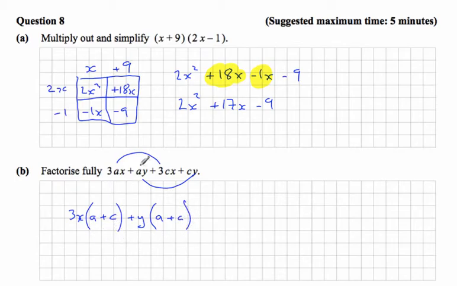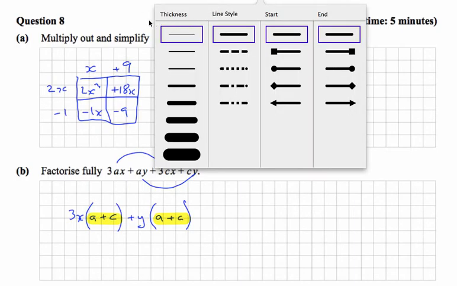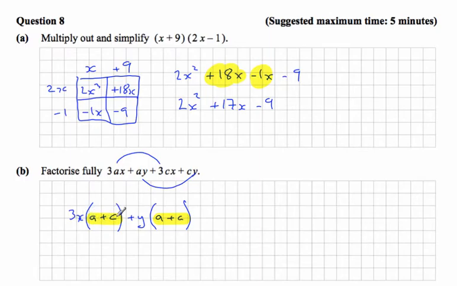So when you're doing factorizing by pairing, you're hoping to get the same expression in both brackets. And we do get that in this case, which is good. So 3x times (a + c) plus y times (a + c) is just (3x + y) times the (a + c). So what we're doing there is we're combining those two into this bracket and multiplying it by the common expression in both. And that's the answer to part B.